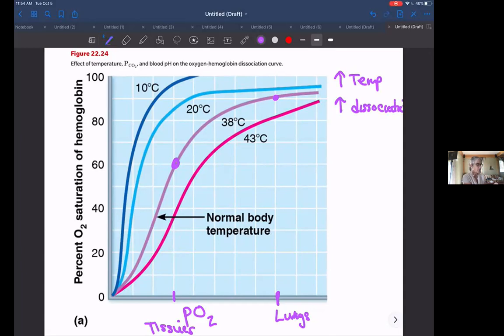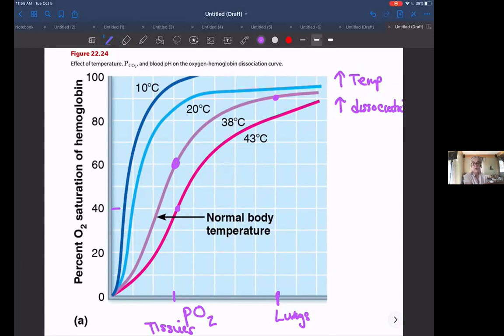Notice that at higher temperatures, I'm going to have lower levels of oxygen saturation, because hemoglobin gives it up more readily.